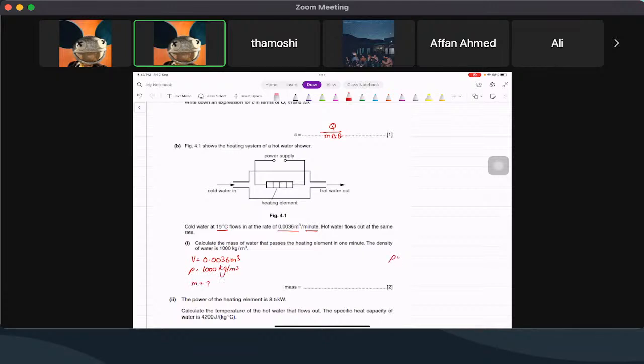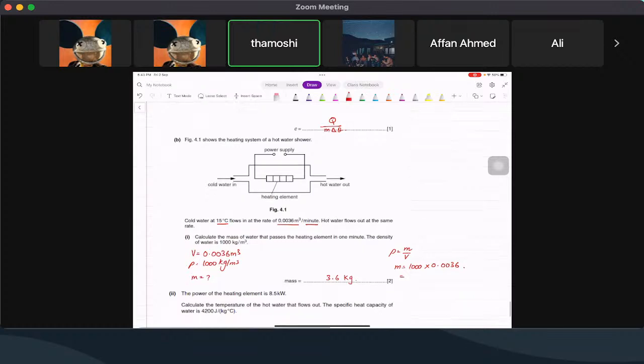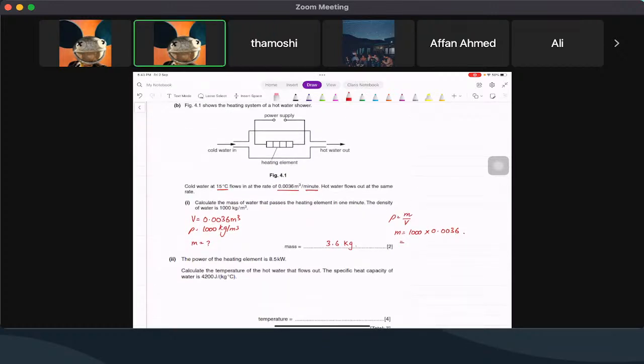So density is mass over volume. So mass is going to be 1000 times 0.0036. Is it clear? So this is going to be 3.6 kilograms, right? Now, it says that the power of the heating element is 8.5 kilowatts. Calculate the temperature of the hot water that flows out, given the specific heat capacity.